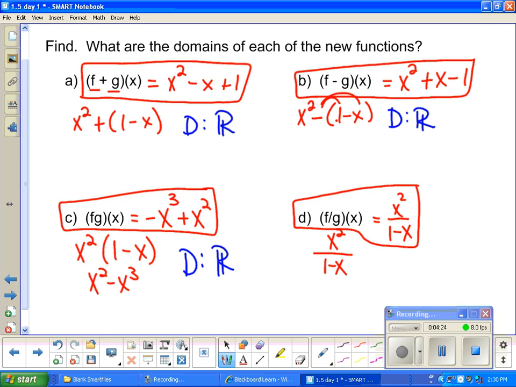Now, this is where it's a little trickier. Remember, we cannot divide by 0, so there has to be a domain restriction in division. So here, my domain is going to be all real numbers, except x cannot equal 1 because I cannot divide by 0.